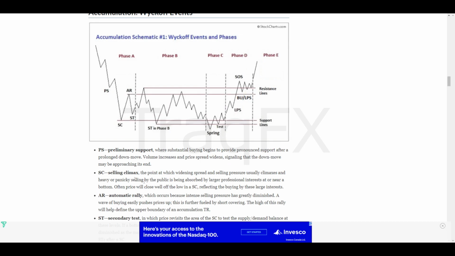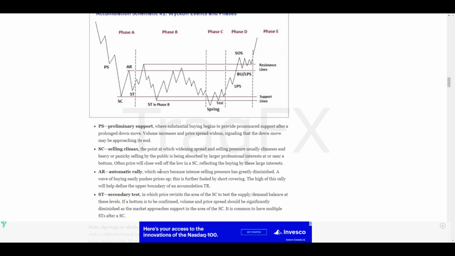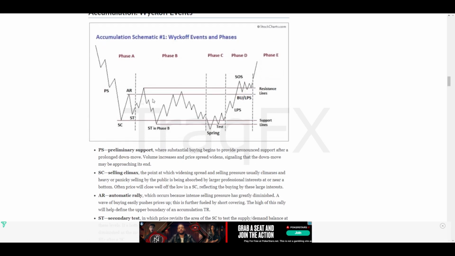Now the automatic rally is basically an immense amount of buying pressure, and they make a rally towards the PS, right beside the PS, which occurs because intense selling pressure has greatly diminished, meaning it's gone. A wave of buying easily pushes price up, so a bunch of people are buying now, right over here where my cursor is, and this boosts price up, which creates a lot of momentum towards the upside. This is further fueled by short covering. The high of this rally will help define the upper boundary of an accumulation trend. So yeah, that's basically what an AR is.